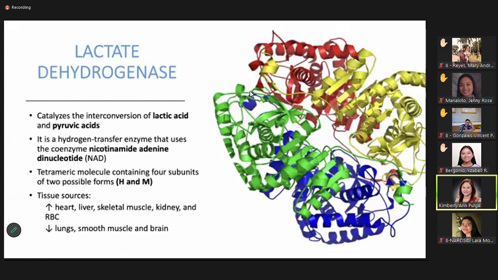And this means na, since it's 1.1.1.27, this is under your class 1 enzyme, your oxidoreductase, right? So, your LDH here, it catalyzes the interconversion of your lactic acid and pyruvic acids. So, dalawang substrates yan, no? It's a hydrogen transfer enzyme that uses your coenzyme NAD.